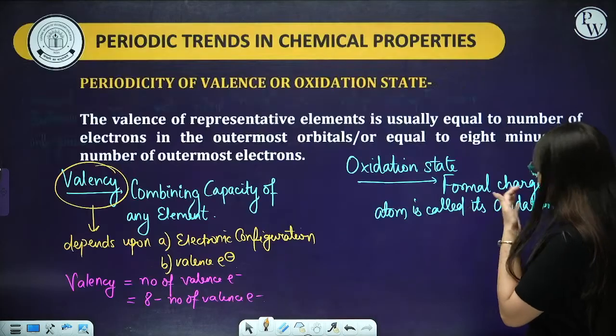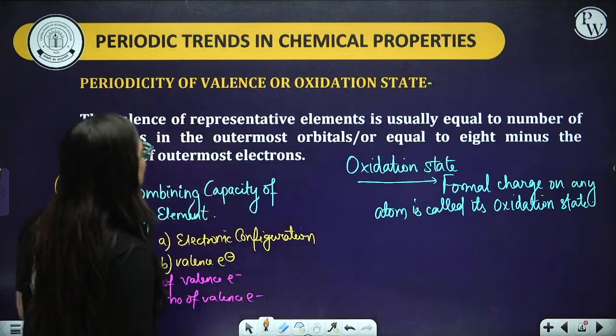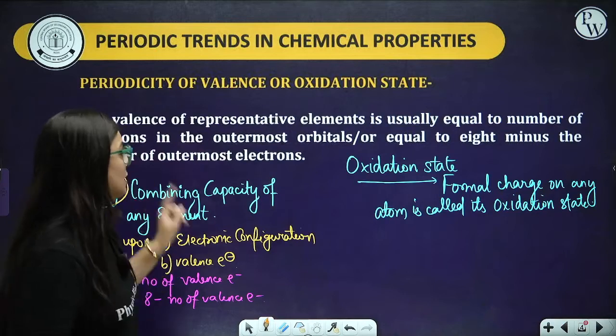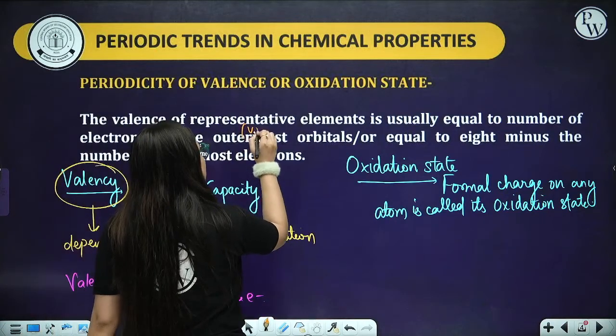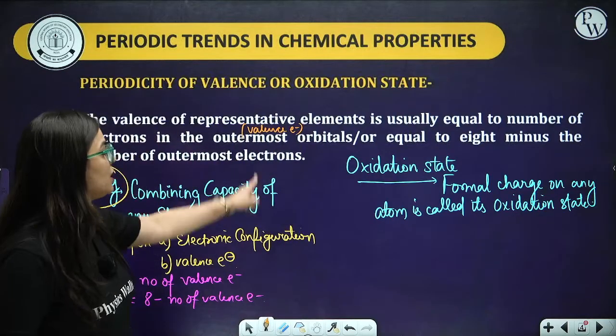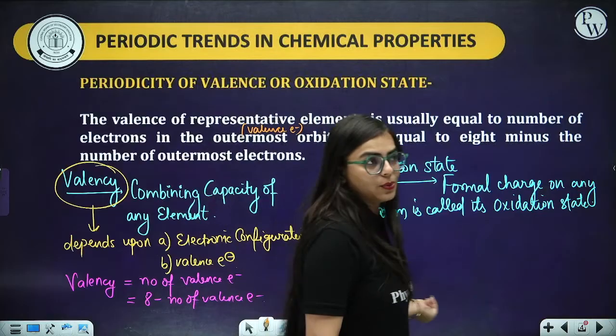Now coming back to the definition that is written here. The valence of a representative element is usually equal to the number of electrons in the outermost orbitals. That means the valence electrons. Here you can even write it: it is the valence electrons or number of electrons in the outermost orbital, or equal to 8 minus the number of outermost electrons. Both ways you can calculate it, right?